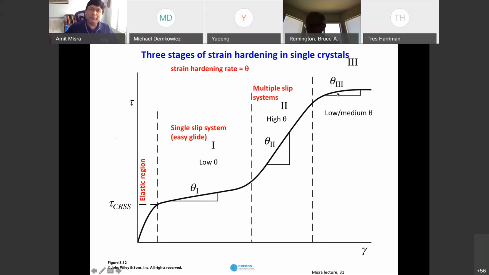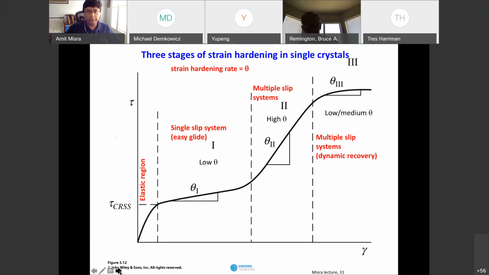You can now lower the strain hardening rate. So this is the stage 3 strain hardening. So you start to get multiple slip systems. You go from single slip to multiple slip with a high rate and multiple slip with dynamic recovery. What happens to the dislocation structures in each of these stages?